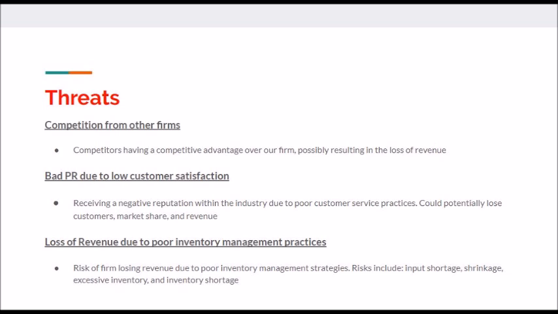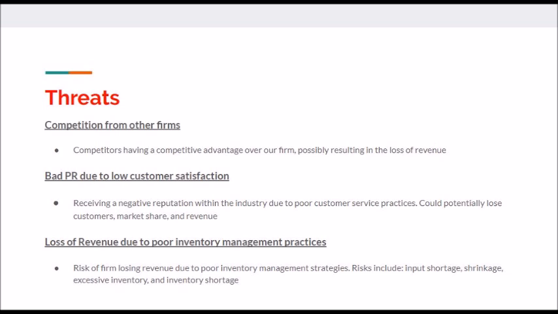In order for future managers to mitigate the risk of receiving bad PR from poor customer satisfaction, they should focus on improving responsiveness to customers, make customer satisfaction a priority, offer product training and support, personalize the customer service so customers feel as if they're the only ones who matter, and demonstrate product knowledge.